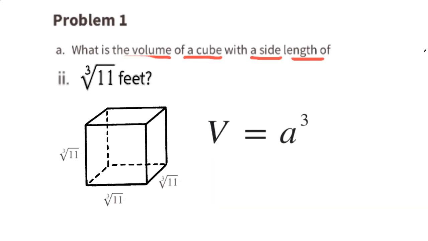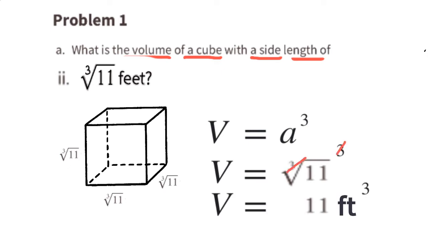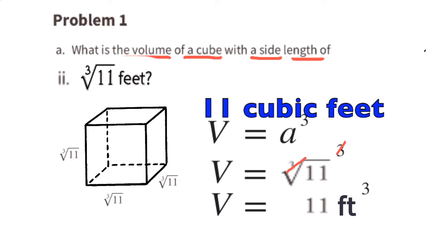What would be the volume of a cube with a side length of the cube root of 11 feet? The volume of this cube would be the cube root of 11 feet cubed. The cube root of 11 cubed is 11. So the volume of this cube would be 11 feet cubed, or 11 cubic feet.